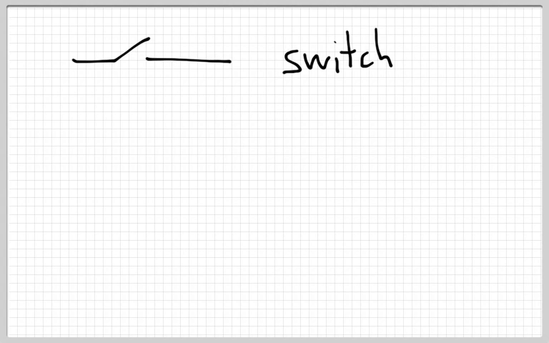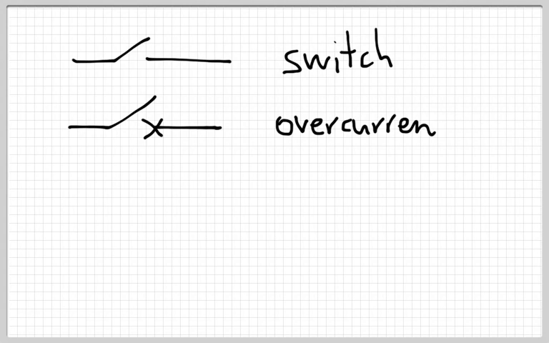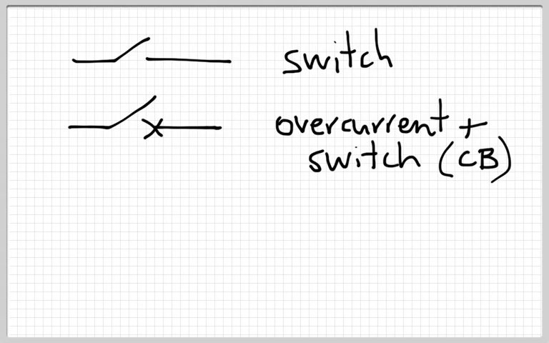Then you'll find symbols for switches. That's a switch. There's subsets of switches, which is specifying their characteristics. So you'll get switches that are also overcurrent protection devices, like this. So we'll call that overcurrent. And a switch, so it does both things. I think in common language that would be a circuit breaker, CB for short.